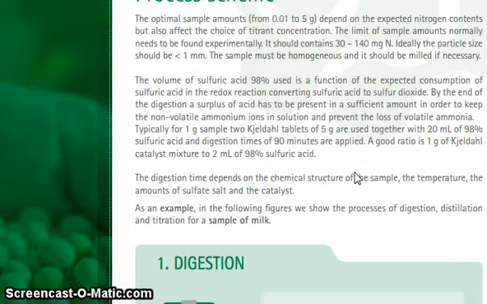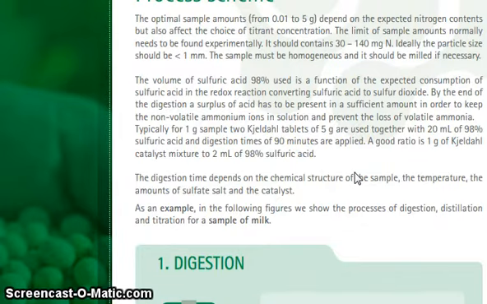The volume of 98% sulfuric acid used is a function of the expected consumption of sulfuric acid in the redox reactions converting sulfuric acid to sulfur dioxide. By the end of the digestion, a surplus of the acid has to be present in sufficient amount in order to keep the non-volatile ammonium ions in solution and prevent the loss of volatile ammonia.